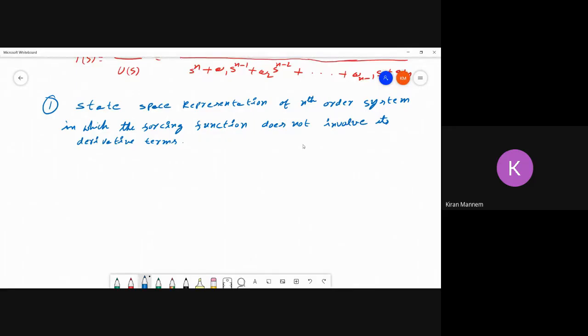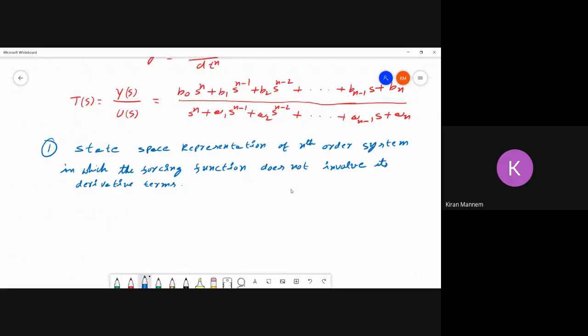So let us find out the nth order system in which the forcing function does not involve its derivative terms. Now, what are the derivative terms in this transfer function? These are all derivative terms, which have s terms. So we should not have all these derivatives. Since it's a forcing function, your U(s) is your forcing function input.